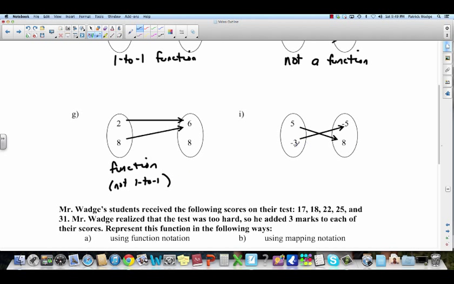Last one. We have -3 going to -5, and we have 5 going to 8. Okay, just because they cross like that doesn't change anything. This is a function, and it's also one-to-one.